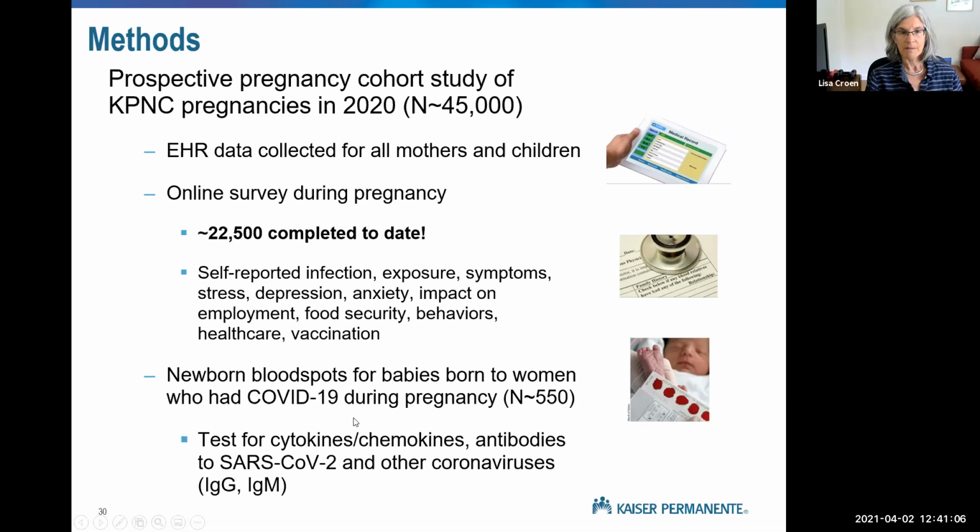For a subset of these women, we are getting newborn blood spots for the babies once they're born, and these are going to be mostly to babies born to women who we know had COVID-19 during pregnancy. The study would only fund about 550, and that's what we estimate probably will be the number of women who had COVID during pregnancy. And then we'll be testing those newborn blood spots for immune markers, which will reflect maternal exposures and maternal immune system regulation or dysregulation. So we're testing for cytokines and chemokines. We're also testing for antibodies to SARS-CoV-2 and also other coronaviruses.